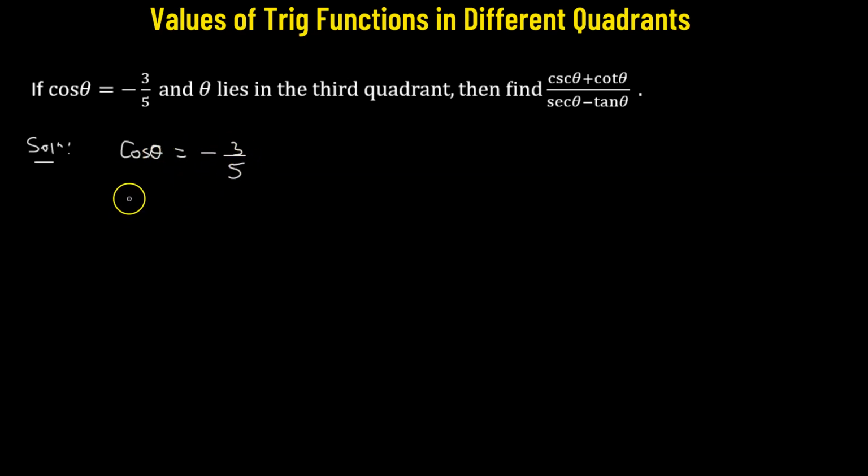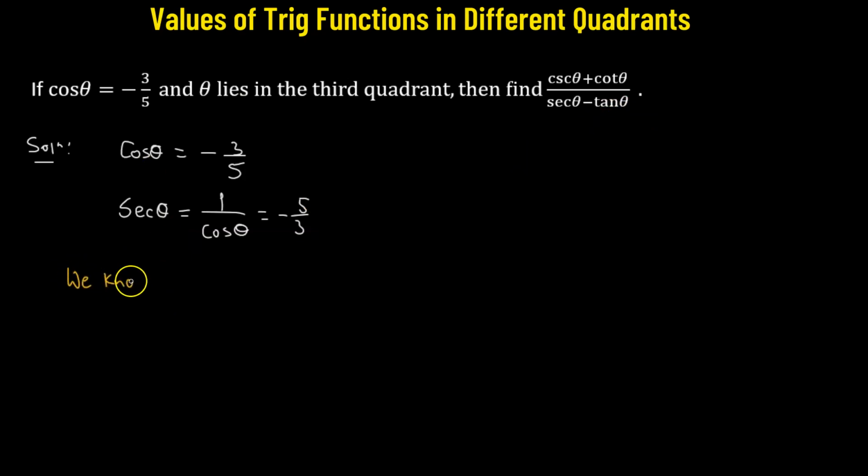Because we have cosine theta, we can immediately find out the value of secant theta. We know the secant theta is the reciprocal of the cosine function. So the reciprocal of -3/5 is going to give us -5/3. So we've obtained one trigonometric function. Now using secant theta, we can obtain the value of tangent theta because we have an identity.